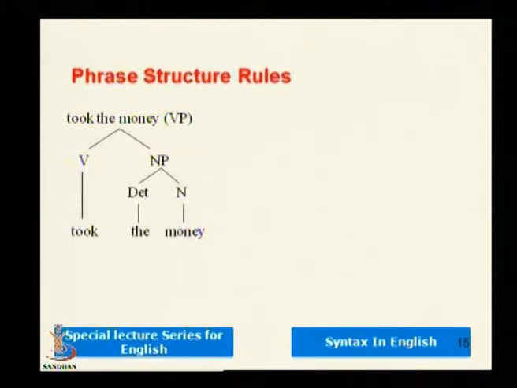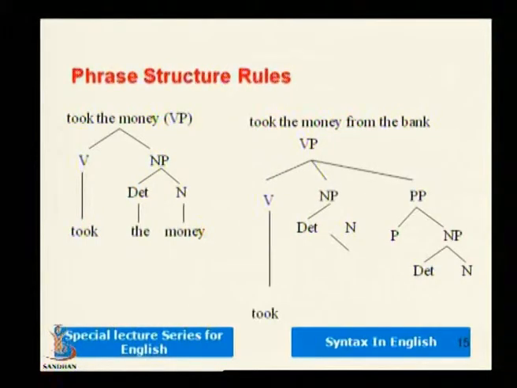Look at this. Took the money. Now it is a verb phrase because there is a verb in it. It's a phrase because there is more than one word. So it is a verb phrase. In this verb phrase, there is one verb and one noun phrase. Took is a verb. The money is a noun phrase. In the money, there is the determiner, and money is a noun. Took the money from the bank. See this arrangement.